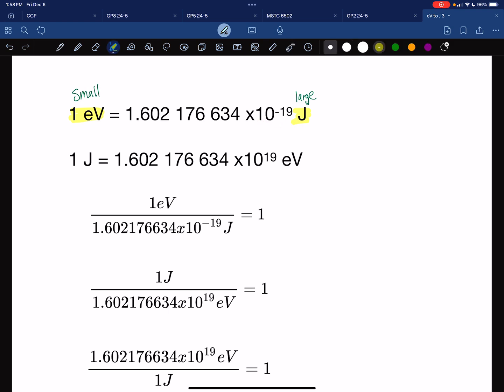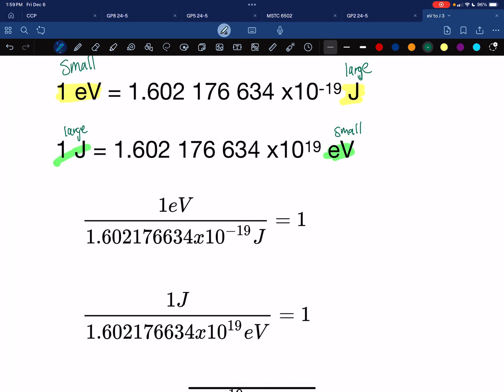Another way to express this would be to consider looking at the large unit being the joule compared to an electron volt. So we have one large unit, and so we would expect a very large number of small units. In fact, 10 to the 19th is what we see. 10 to the 19th of these little tiny things in one joule.